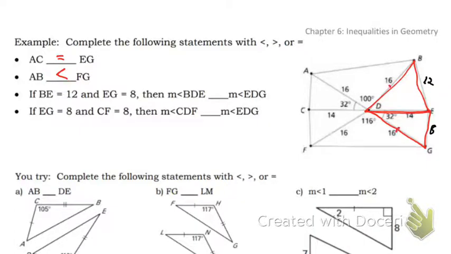We can look at those 16 and 16. And we have that shared side, so I do have two pairs of congruent sides. So this angle right here, this 32 degrees, is going to be the hinge for that 8. And this angle here is going to be the hinge for that 12. Well, 12 is bigger than 8. So this angle right here, this BDE, must be the bigger of the two. So we find that BDE and make sure it's bigger than the other one.